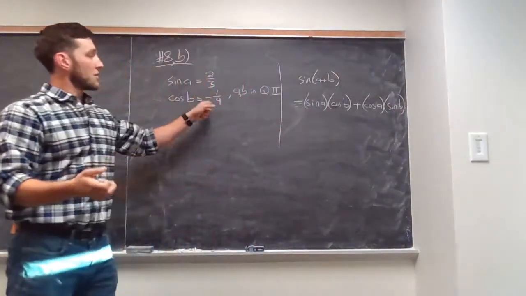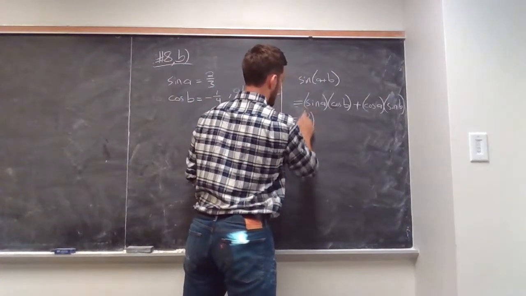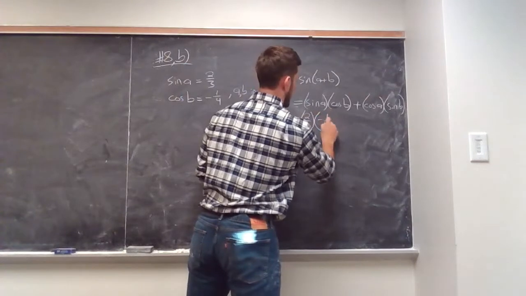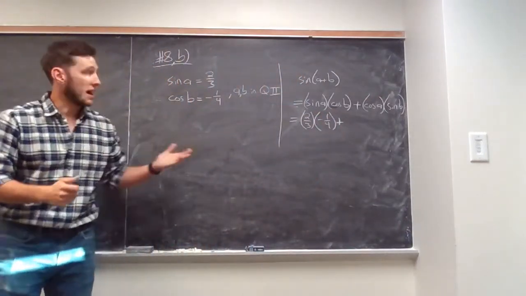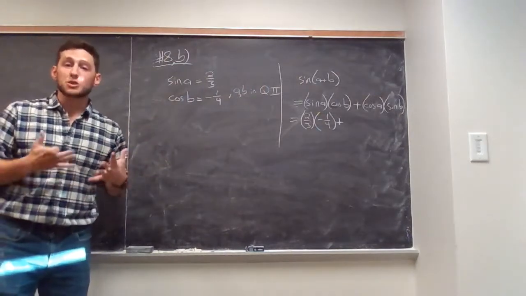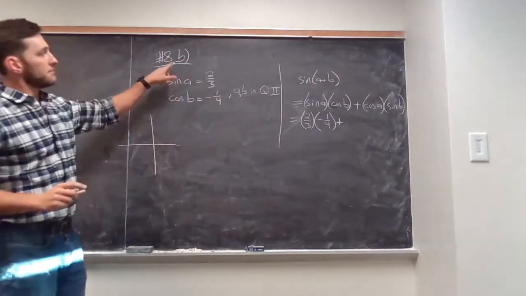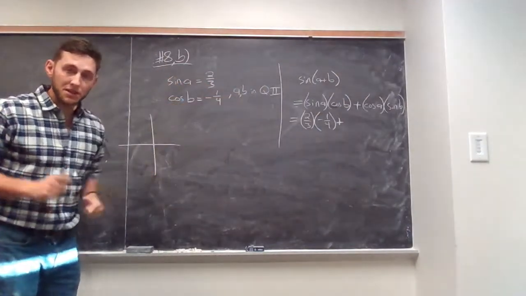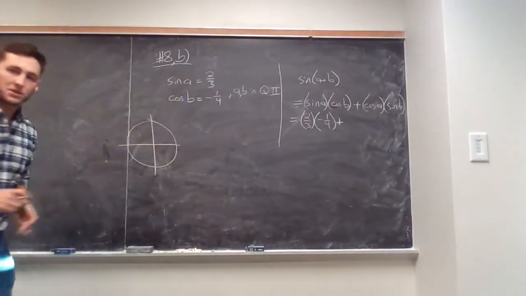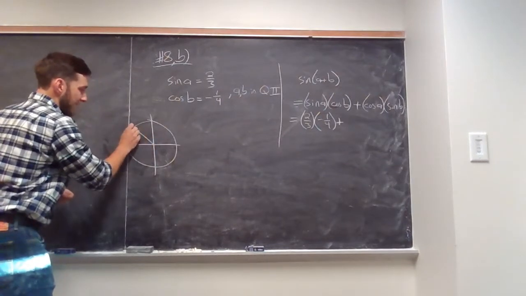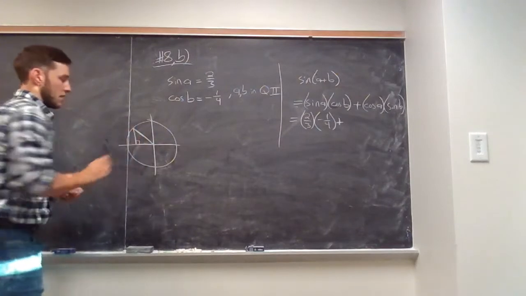Well, I have sine of A and cosine of B, so I can just plug them in already. 2/3, cosine of B, negative 1/4. Unfortunately, I do not have cosine of A or sine of B. I need to use right triangles to do that. Now, thing to keep in mind here, both A and B are in quadrant 2. That information is pertinent. If I draw a circle and I look at quadrant 2, I'm going to gather my right triangle because we're going to lean on SOHCAHTOA from this right here.